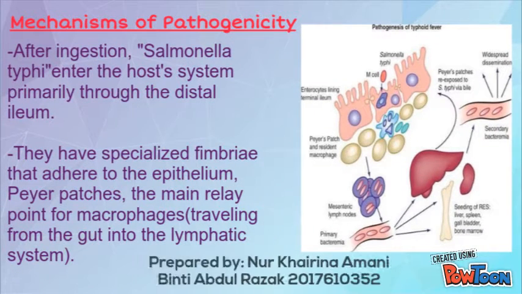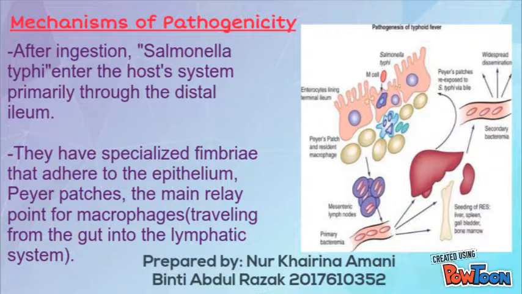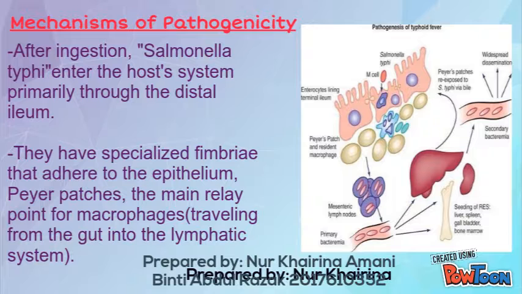After ingestion of contaminated foods, Salmonella typhi enters the host system primarily through the distal ileum. They have specialized fimbriae that adhere to the epithelium, which is Peyer's patches, the main relay point for macrophages.